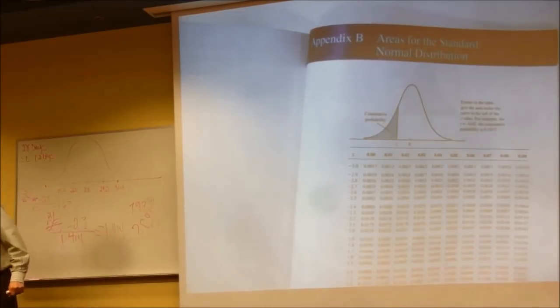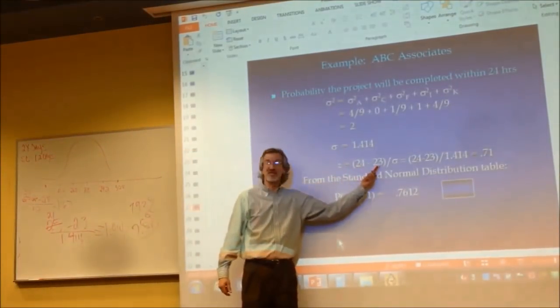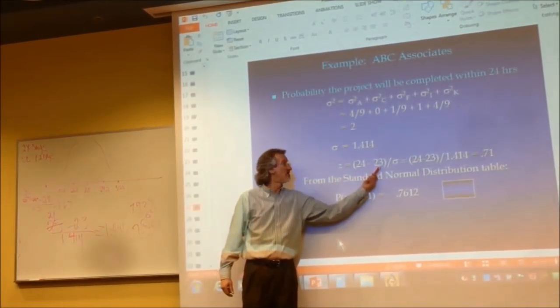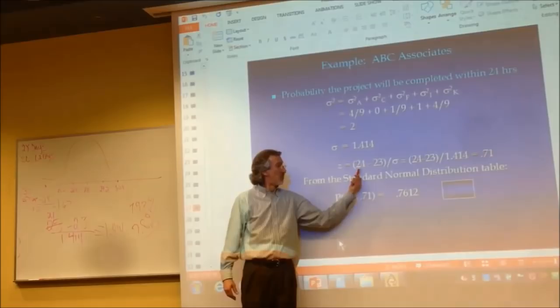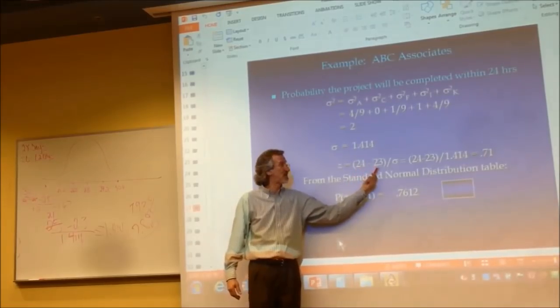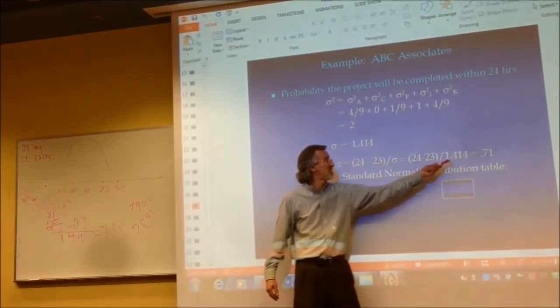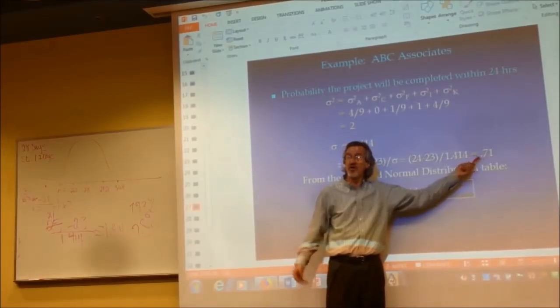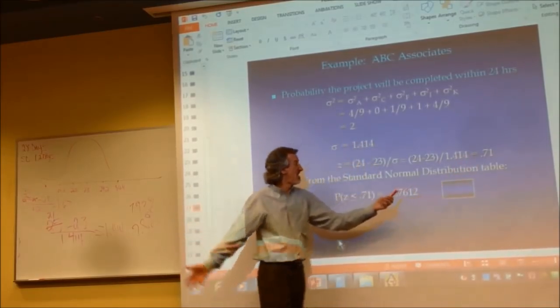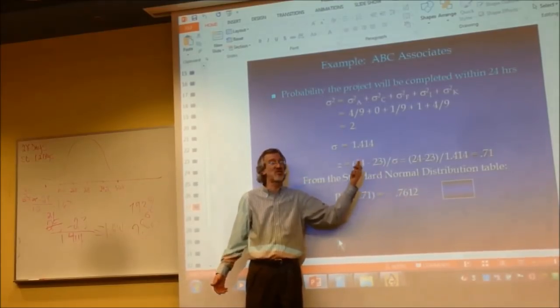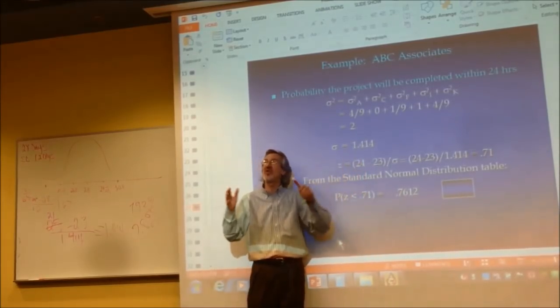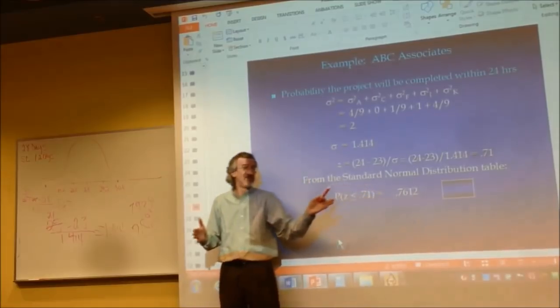Now, in this example, this project will take 23 units of time. The question was, what's the probability it would take 24 units of time or less? Not more, but less. Whatever you're being asked about, minus the expected time, divided by standard deviation, gives you a positive 0.71. You look up 0.71, and it's 76%. You don't have to subtract it from 100%, because this question was, what's the probability it would take 24 or less? It didn't say more.